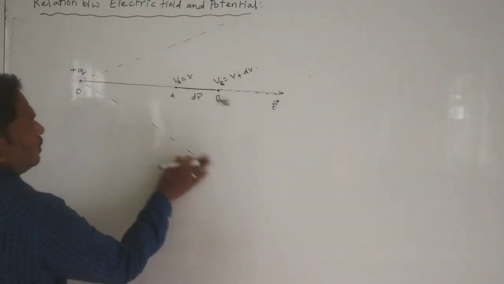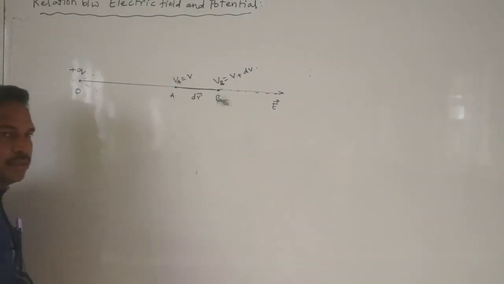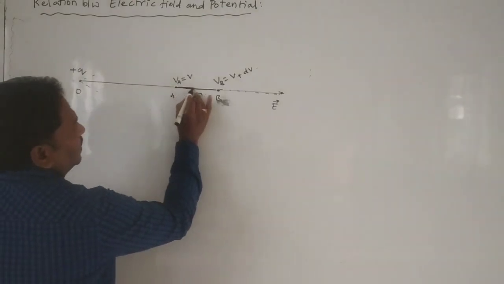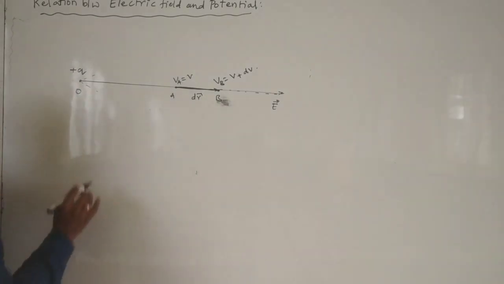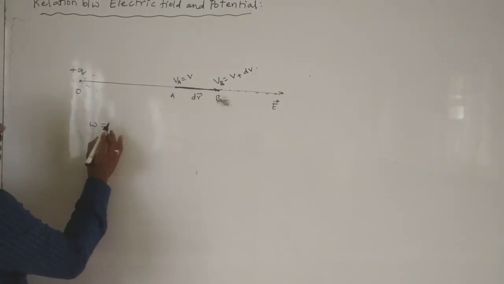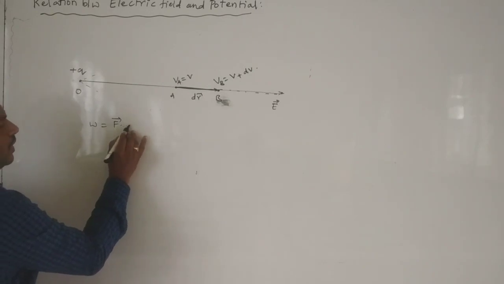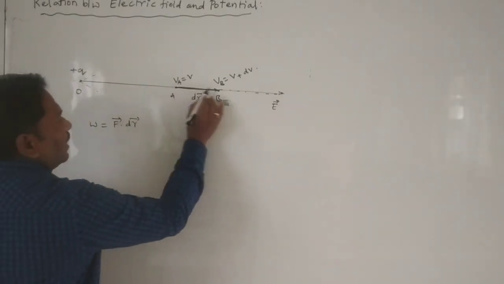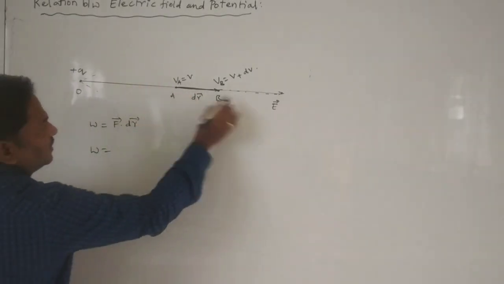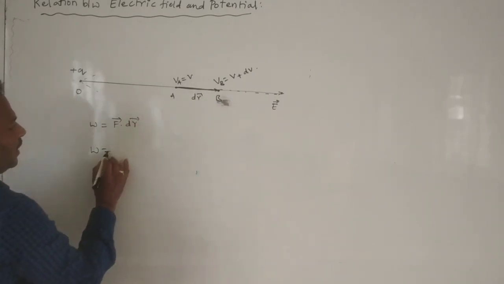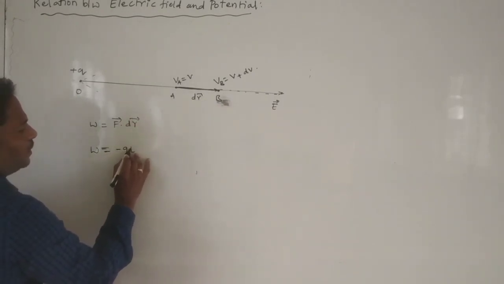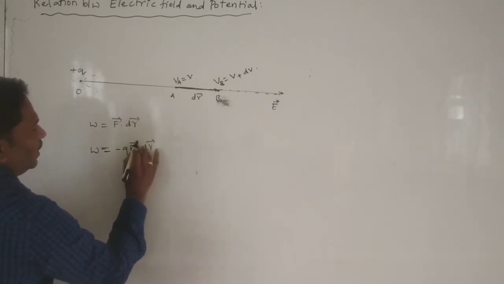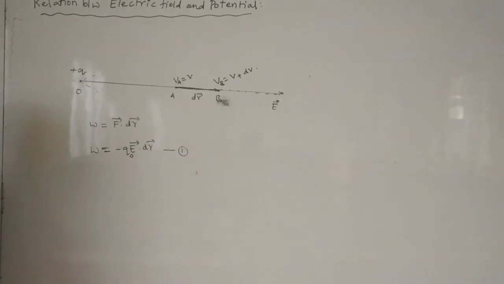Now, the basic formula: how much is the work done in displacing it by dr? So work done dW is equal to F bar dot dr bar. This is the force, and the electrostatic force is in this direction. So we can write the external force as minus Q naught into E, so dW equals minus Q naught E bar dot dr bar. This is equation number 1.